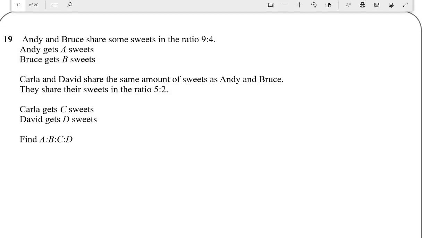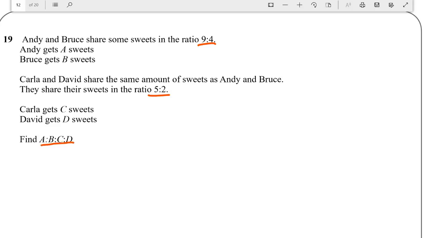Question 19. Andy and Bruce share some sweets in the ratio 9:4. Andy gets A sweets, Bruce gets B sweets. Carla and David share the same amount of sweets as Andy and Bruce. They share their sweets in the ratio of 5:2. Carla gets C sweets, David gets D sweets. Find A to B to C to D.